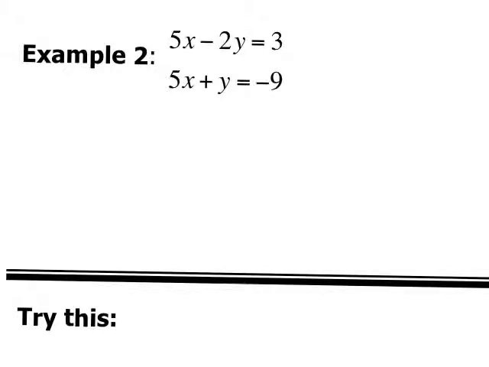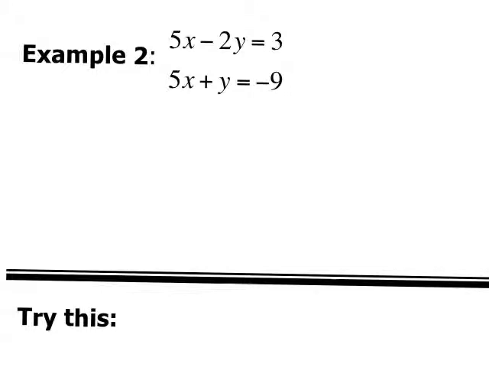Okay, what's up with example 2? Do we have opposites? No. You might be tempted to say 5x and 5x, but what's 5x plus 5x? 10x. That doesn't eliminate. You may say, well, Ms. Craw, one's positive, one's negative. What's negative 2y plus y? Negative 1y, right? So neither one of them eliminate each other.